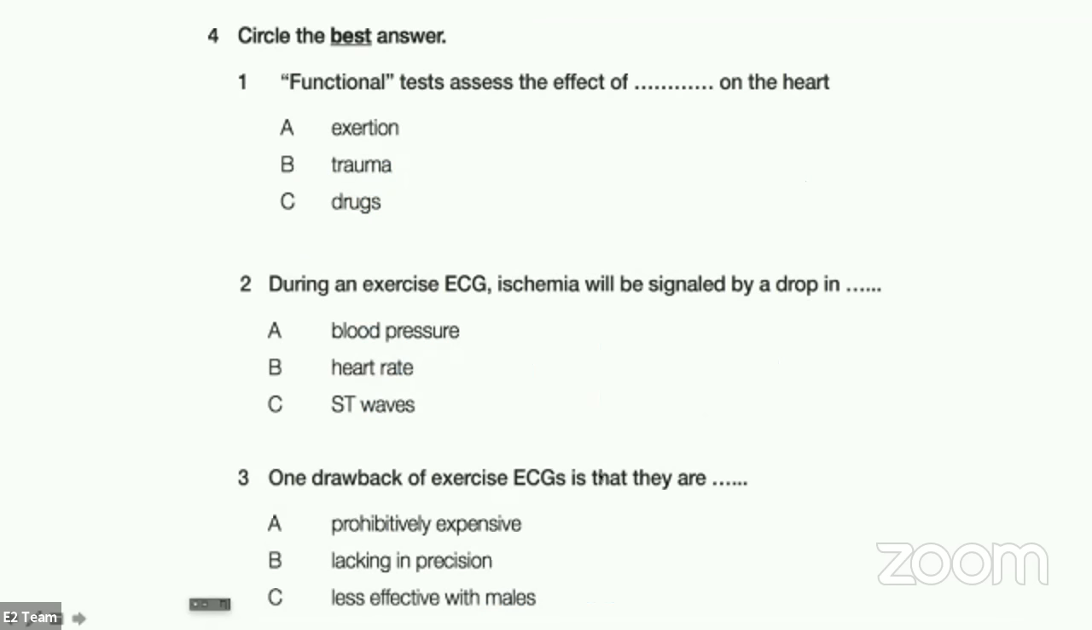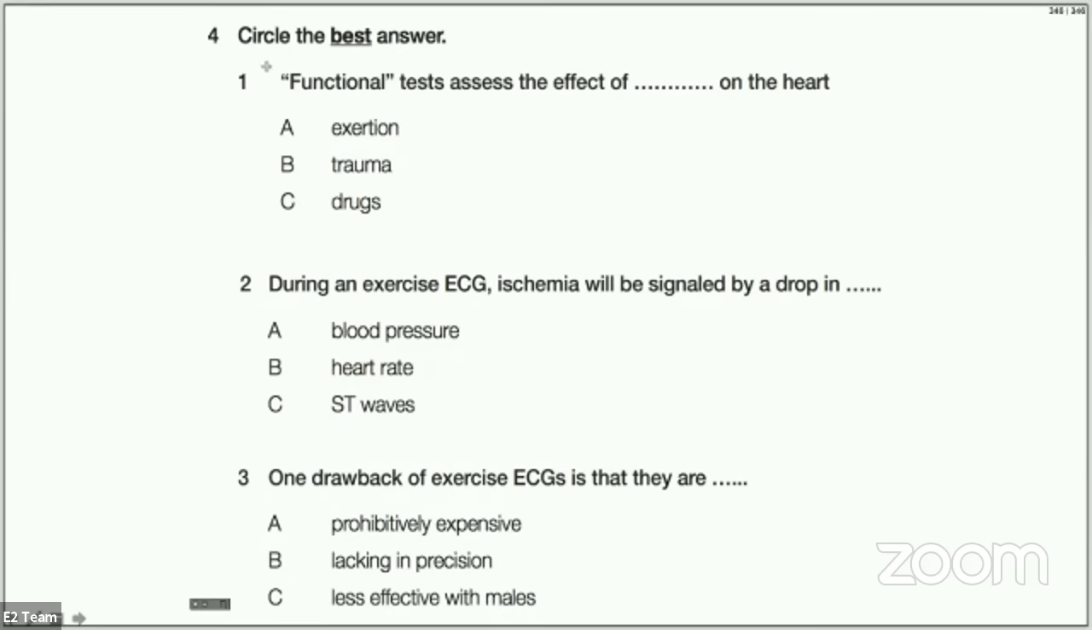Multiple choice questions. Well, this one's pretty simple, but have a look closely at here. It says functional tests assess the effect of, then we have our gap: exertion on the heart, trauma on the heart, or drugs on the heart. During an exercise ECG, ischemia will be signaled by a drop in blood pressure, heart rate, or ST waves. So you've got to fill the gap either in the middle or at the end of the sentence.